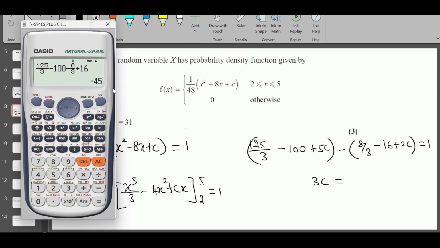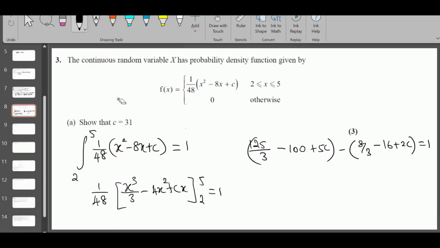We got minus 45, but we need to first move the 48 here, right? So this becomes 48 actually. So we have minus 45 plus 3c is 48. So 3c is 93, c is equal to 31. We got the answer already.